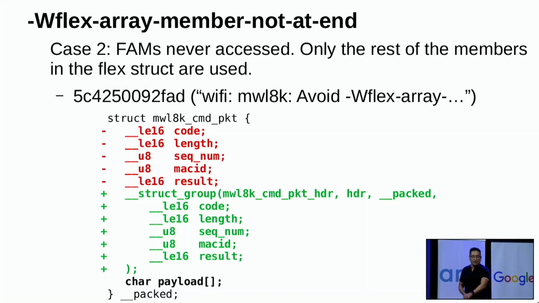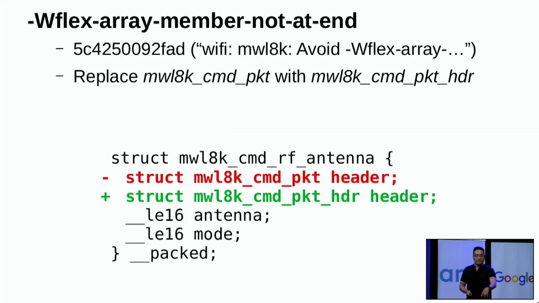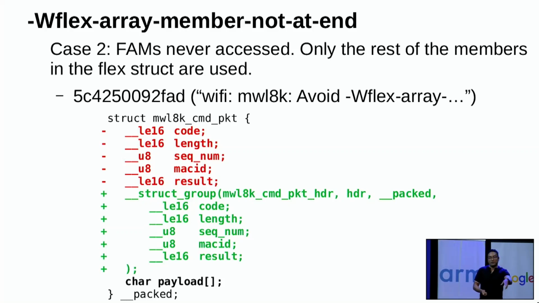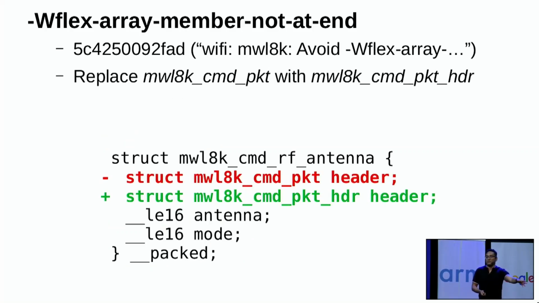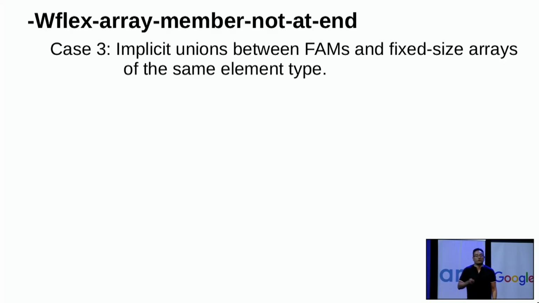As you can see, we are grouping the members of the structure within, in this case, a new tag structure, and the flexible array member, we are not touching it. And we can now declare an object of the type of the tag structure. With that, we leave the flexible array member out of the equation, so the compiler will lose visibility into that flexible array member. So it won't warn about it.